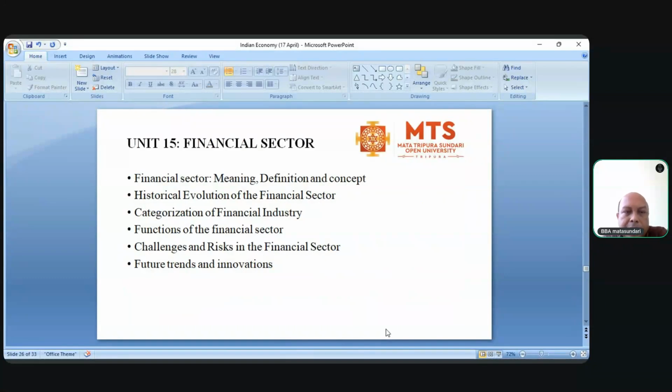Third and last unit of this block is the financial sector. These are the various components I will discuss under the financial sector: the meaning of financial sector and the various categories or industries involved in it, functions of the financial sector in India, challenges faced by the financial sector in India, and the various risks faced by firms involved in the financial sector.